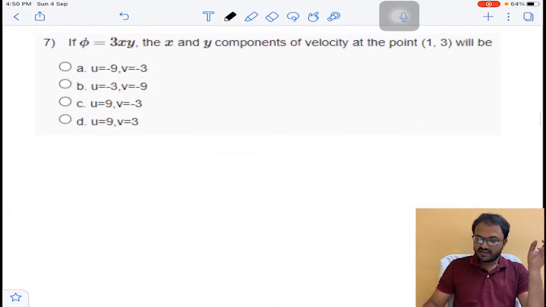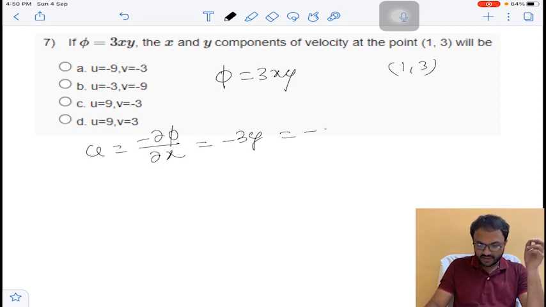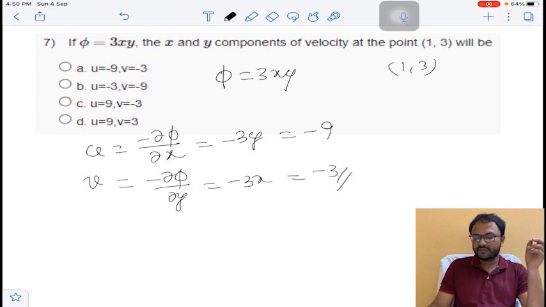Coming to question number 7, he has given phi is equal to 3xy and asks to calculate the components of velocity at point (1, 3). So u is equal to, we know the velocity component along the x direction is minus the first derivative of phi with respect to x. So that will be minus 3y, which becomes minus 9. And v is equal to minus dou phi by dou y, that is equal to minus 3x, which is minus 3. When you substitute the point, you will get minus 9 and minus 3. So option A for question number 7.